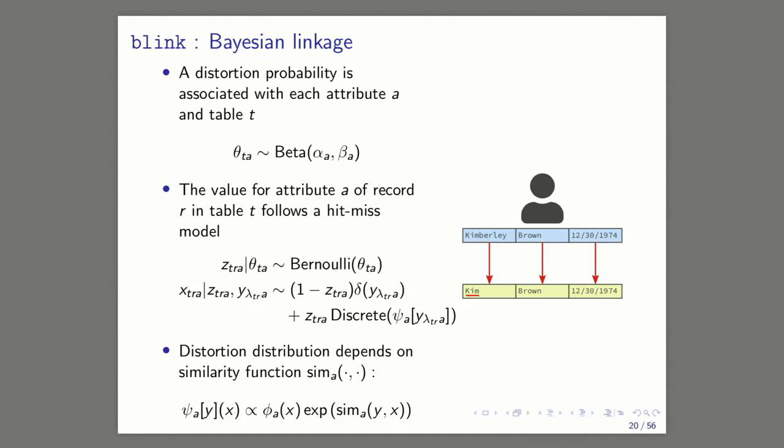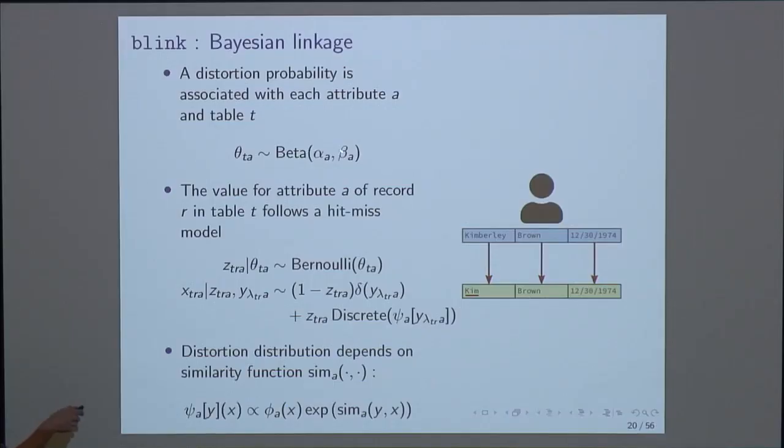Okay, so here's the distortion part. I'll go through the distortion and then the likelihood function. A distortion probability is going to be associated with each attribute A and a table. I'm going to draw this from a beta distribution, where these crucially can depend on the attribute level, because they should be different for each attribute. And then the distortion is going to come from a Bernoulli. So this is going to be semi-conjugate here.